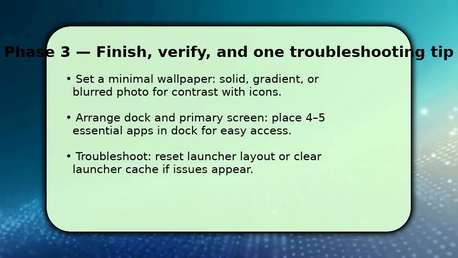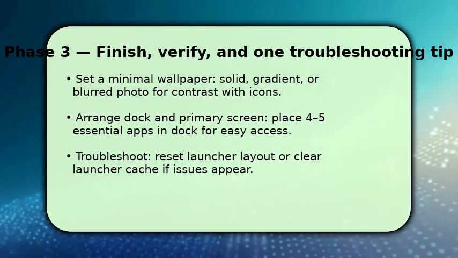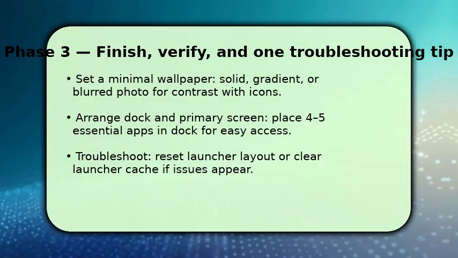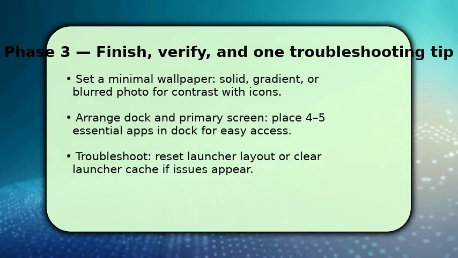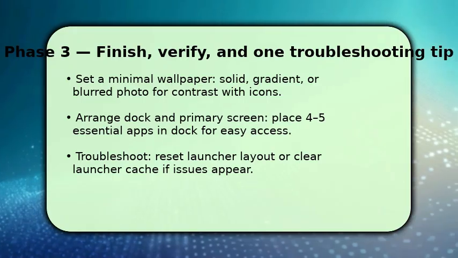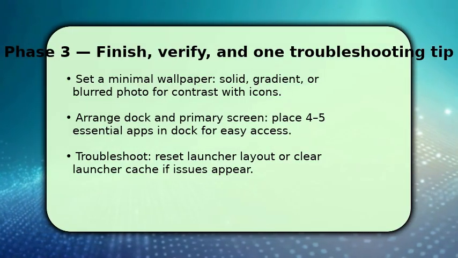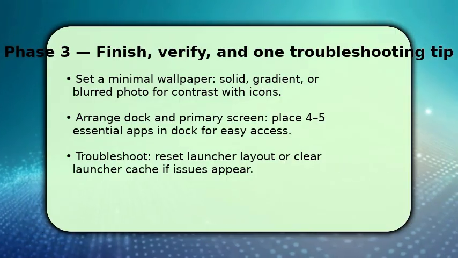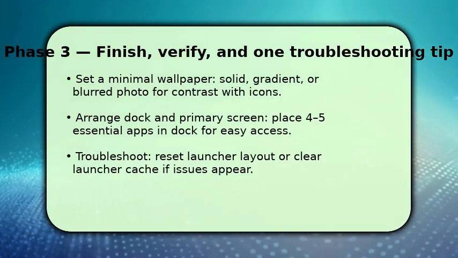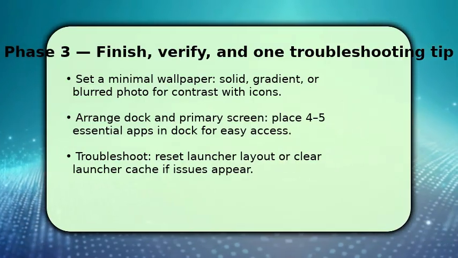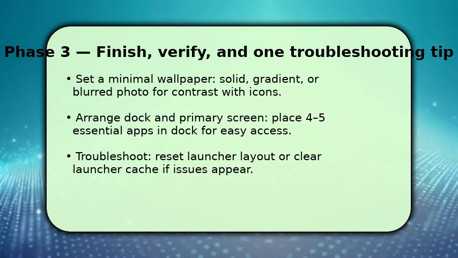You finish by choosing a minimal wallpaper that provides contrast without competing with icons. A subtle gradient or blurred photo works well. Then finalize placement. Put your 4 or 5 most used apps in the dock and reserve one primary screen for daily tasks. If widgets misbehave or icons overlap after changes, make sure to clear the launcher cache or reset layout. That usually restores alignment. And if something still breaks, revert to your backup.